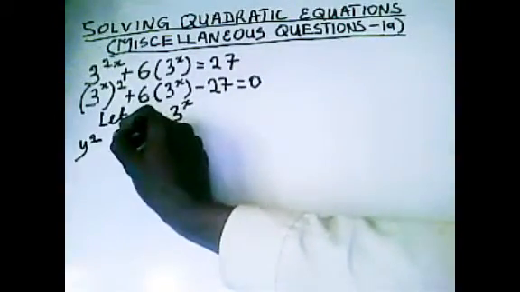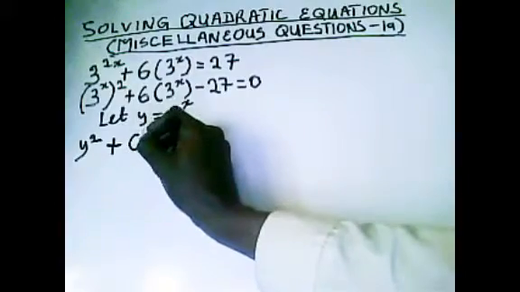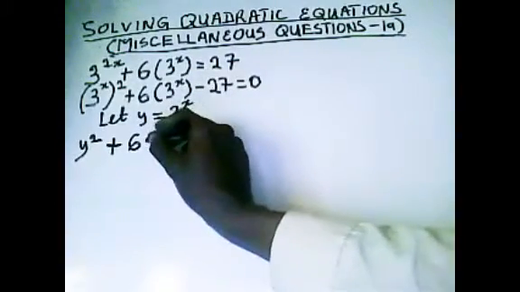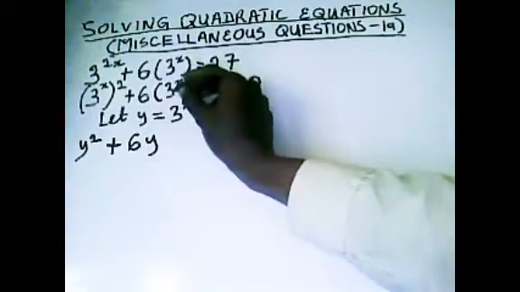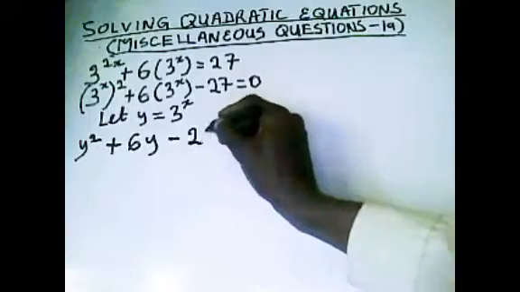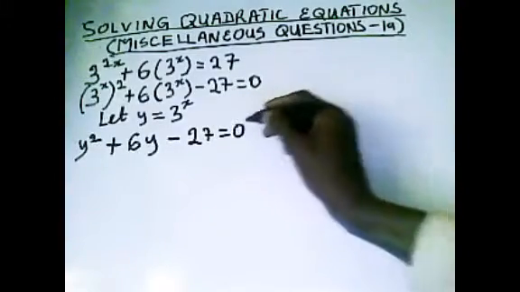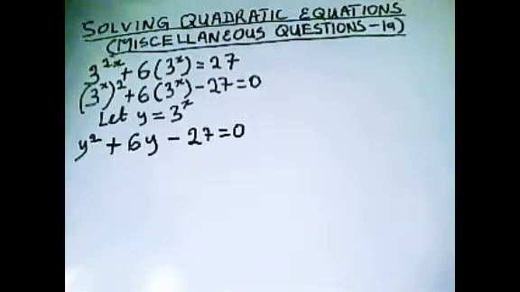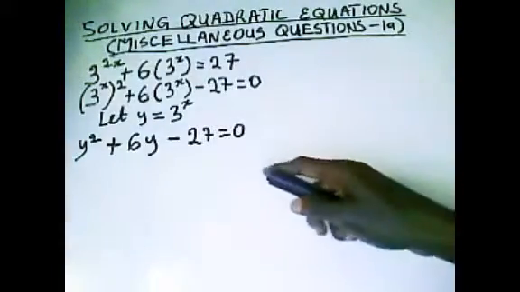Then you write the next thing there, which is plus 6y, since y is equal to 3 power x, so we are replacing 3 power x with y. Then we write minus 27 equals 0. So you can see that we have arrived at a quadratic equation.